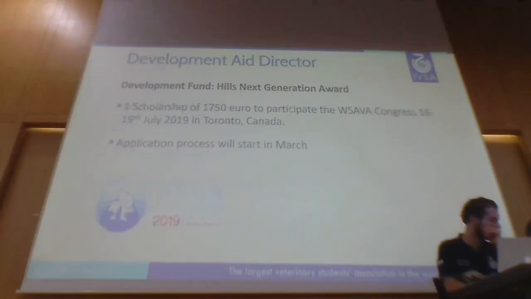Then the next part is the Hills Next Generation Award. It contains one scholarship of €1,750. It's intended to enable a student to participate at the SAVA Congress, which is held from the 16th to the 19th of July in Toronto, Canada. And also the application process for this scholarship round will also open in March, and will be posted on our website and Facebook page as well.